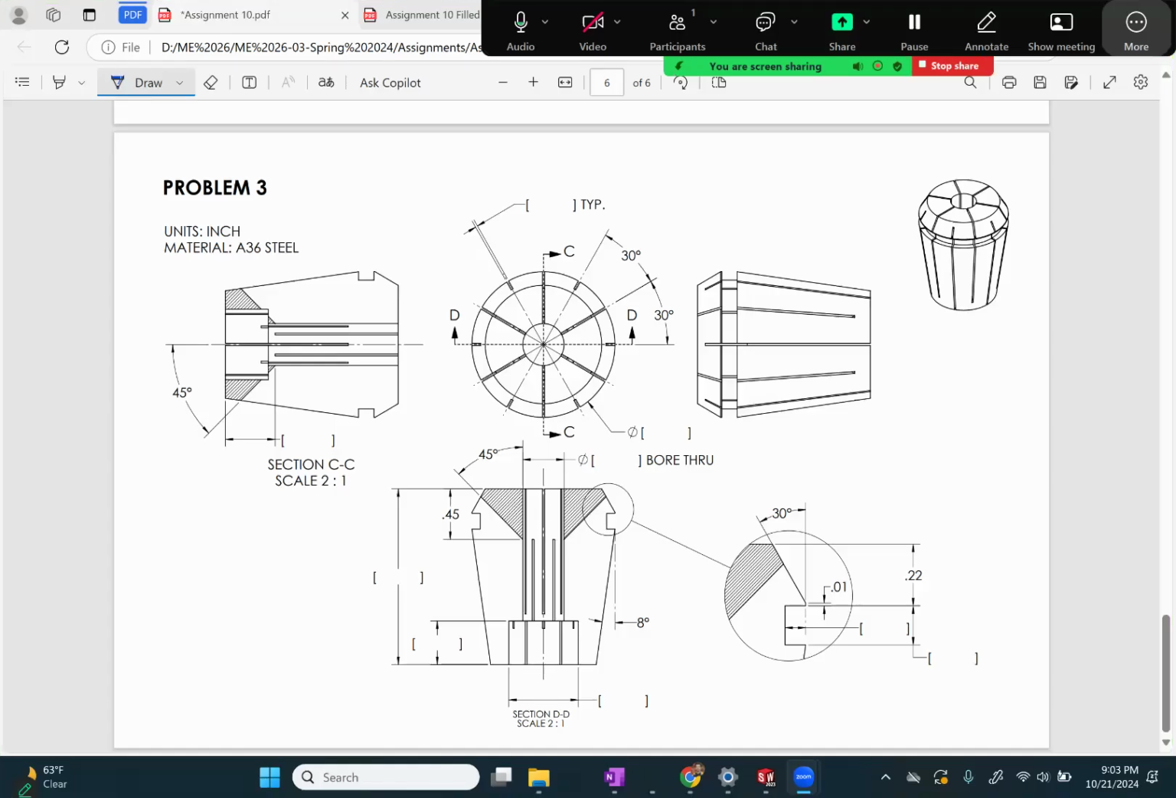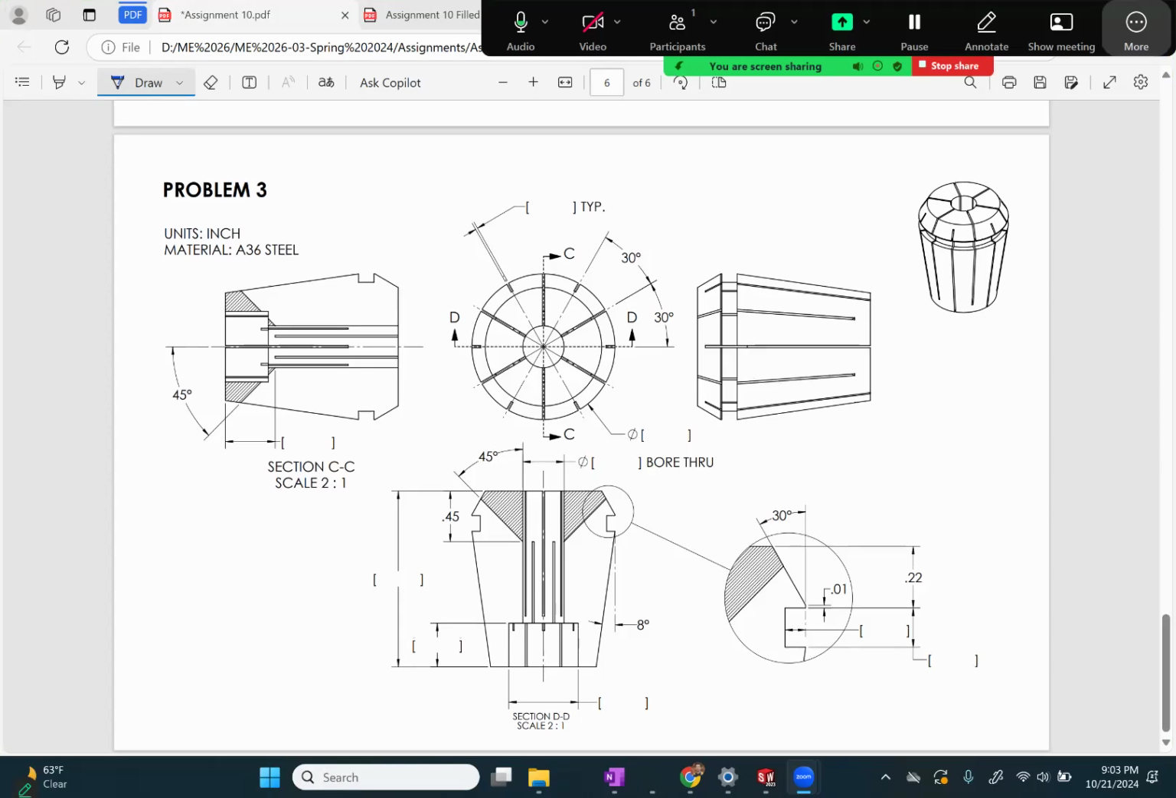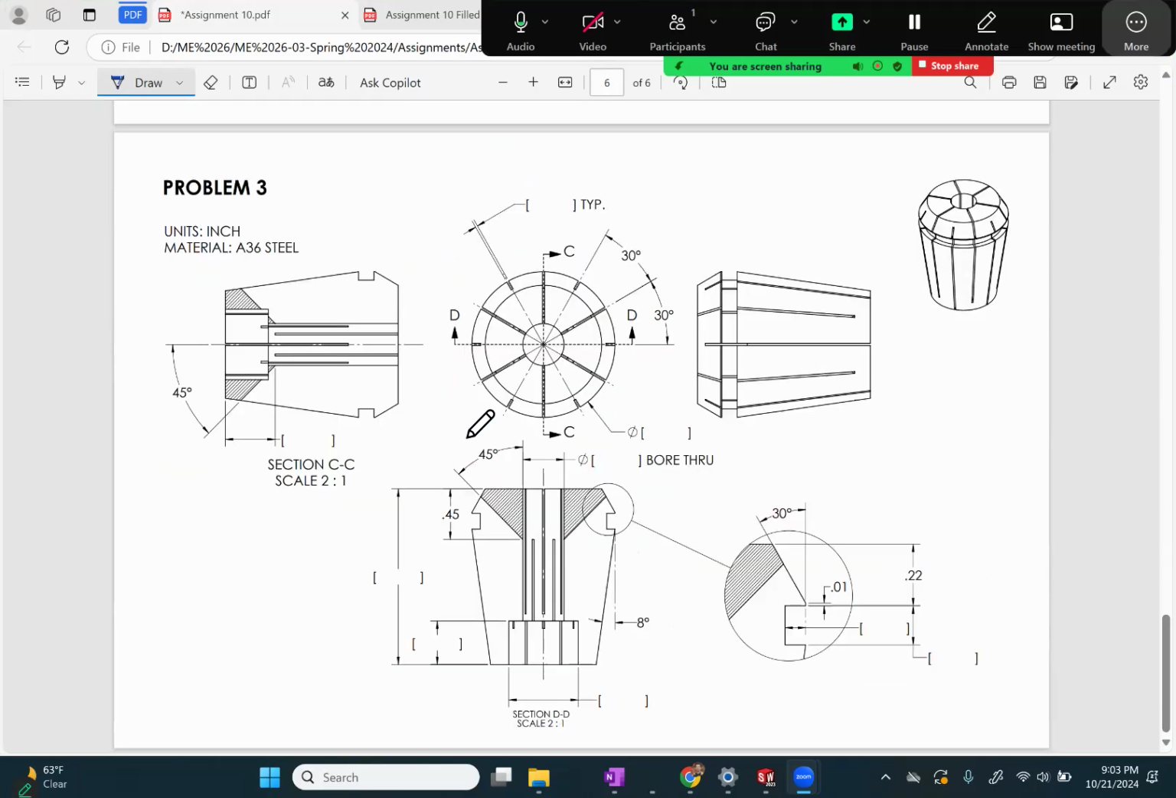Hello, everyone. Today we'll be working on the final problem of assignment number 10, which says problem number 3 here, but we know it's problem number 4. If you looked at this problem, you would have noticed that a majority of these dimensions are missing. This was done intentionally, so we can learn a new skill, which is using an existing dimension to take an educated guess or a measurement of what these other dimensions could be.